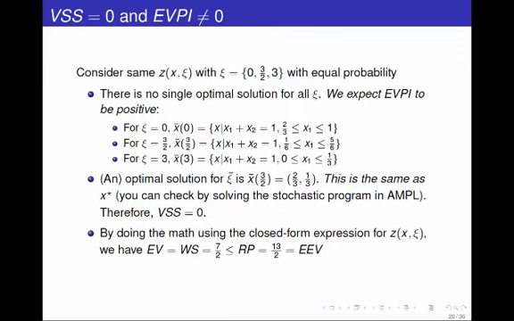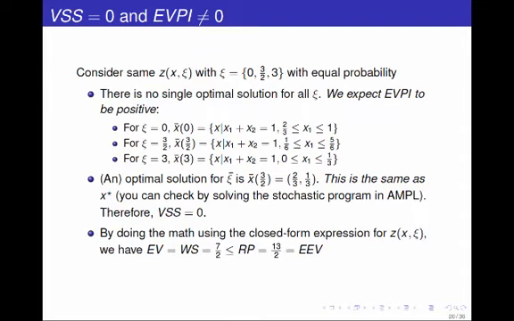We then have a situation where VSS is 0 and EVPI is positive. When does this occur? We slightly change the description of uncertainty. Now instead of uniform between 1 and 3, we have a discrete distribution over 3 possible outcomes. And what we get here is 3 regions of optimality for the first stage decisions. When 0 materializes, the first scenario, this is the region of optimal first stage decisions. When 3/2 materializes, this is the region. And when outcome 3 materializes, this is the region.